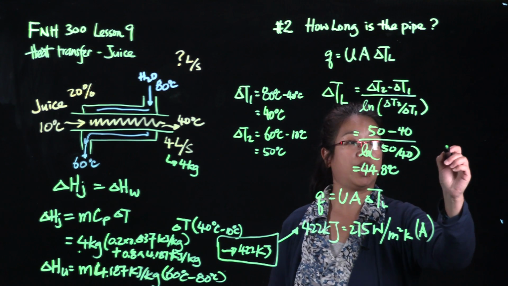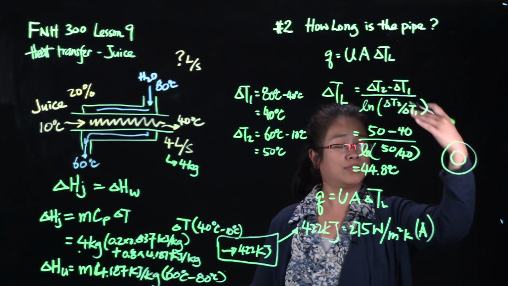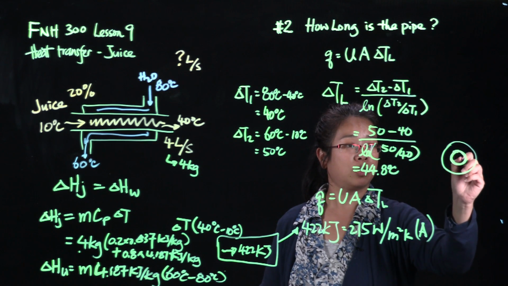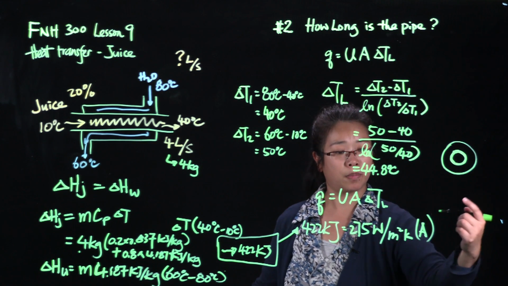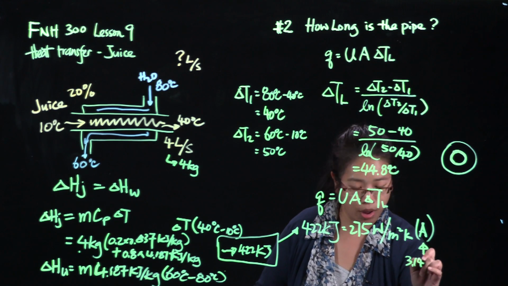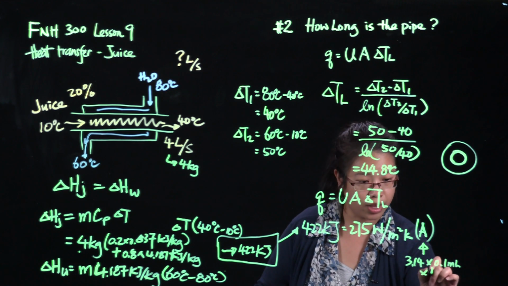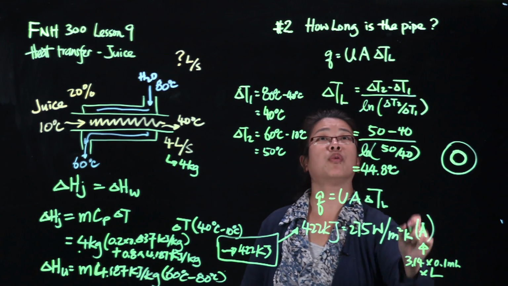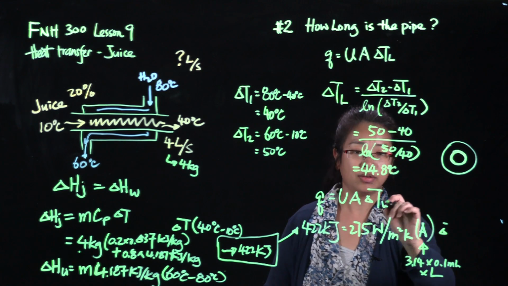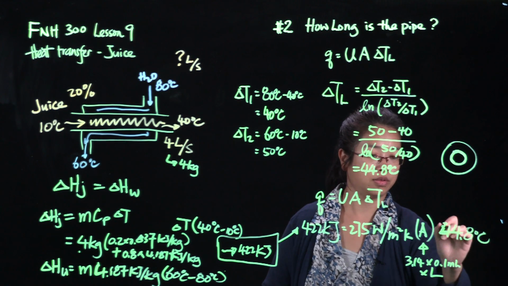We are talking about the area. The internal cross-sectional look of the pipe. We need to know the area inside, the circumference here, times the length of the pipe. And that will be an equation that looks like 3.14, pi, times 0.1 meter times L. That's the length of the pipe that we are looking for. How long is the pipe? And delta T, the delta temperature, is now 44.8 degrees Celsius.